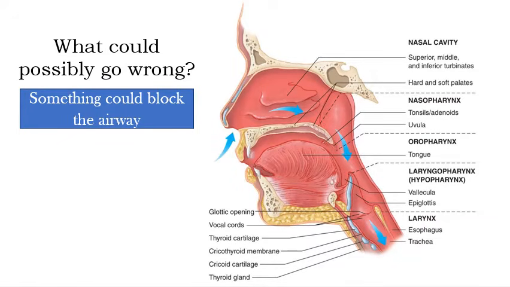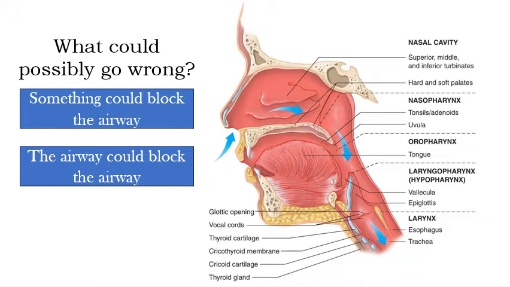Really and truly, something could block the airway. This is our door to our lower airways, to our alveoli. We need to make sure that it's open and clear before we do anything else. Something we tend to overlook, at least initially, is the fact that the airway could block the airway. So when we think about airway obstructions, we tend to think like I'm choking on food or something, but more often than not, it's the airway itself.